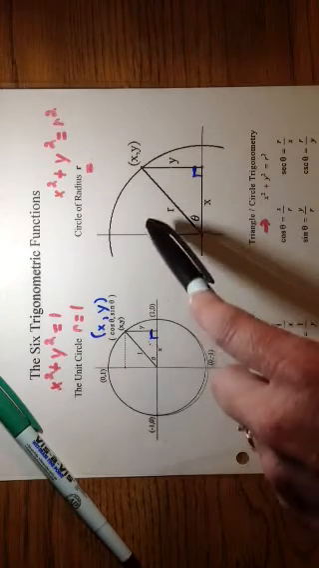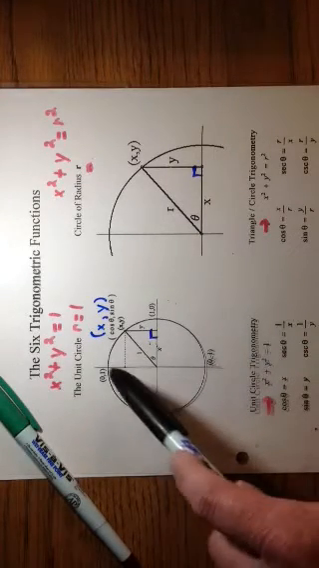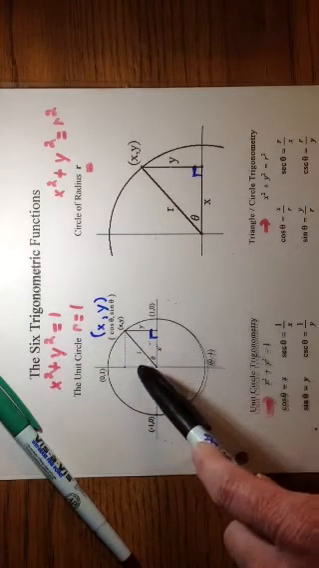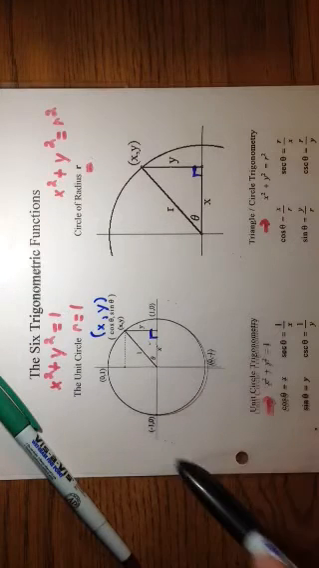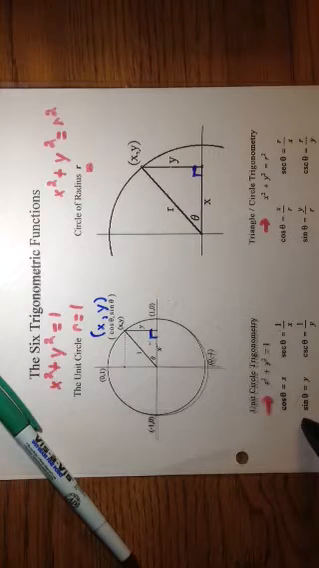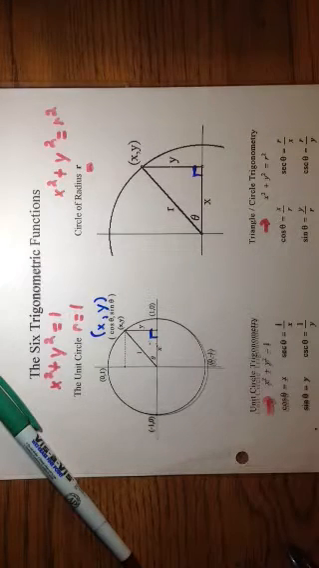Now, the difference between a circle of radius r and the unit circle is that it's called the unit circle because the radius is 1. And when you make the radius 1, that means your cosine becomes x over 1, or just x. Sine becomes y over 1, or just y. Tangent stays y over x. And then for the secant, cosecant, and cotangent values, we use the reciprocals of the cosine, sine, and tangent.